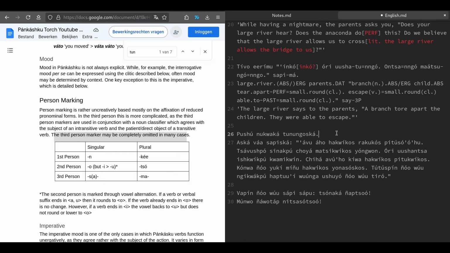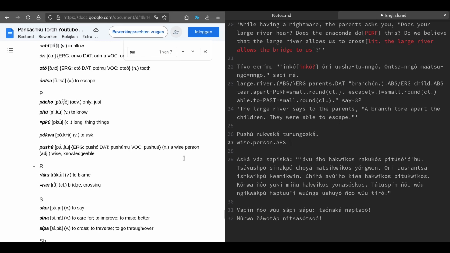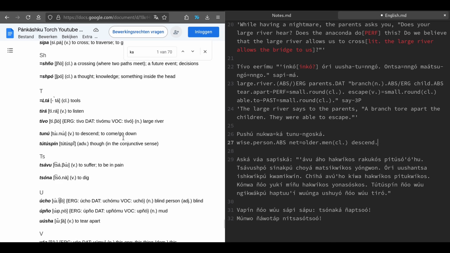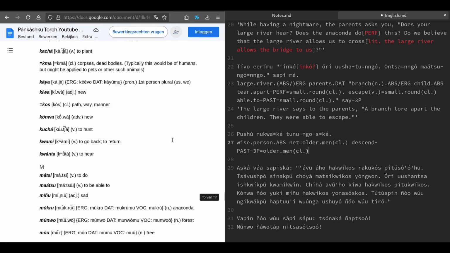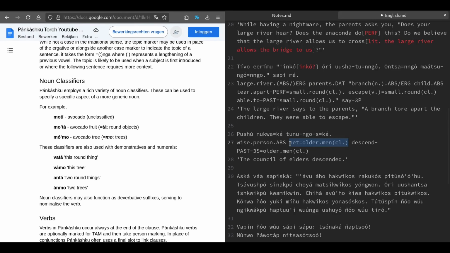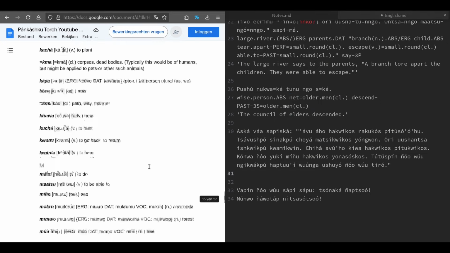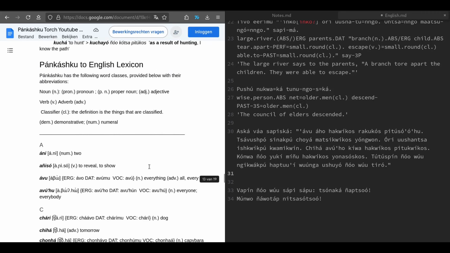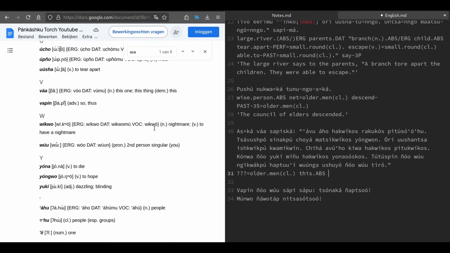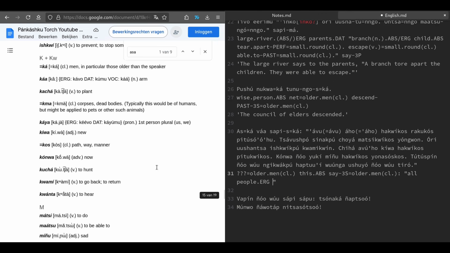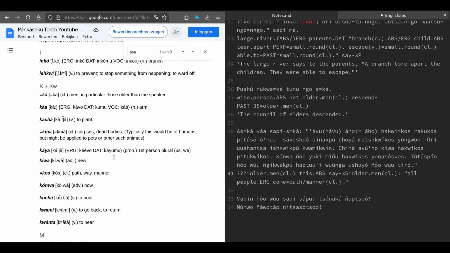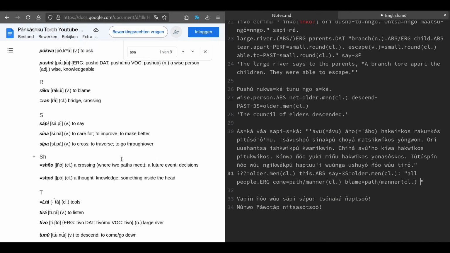Okay, so, bushu nguaka dunu. Ngoska. I'm a little bit confused. Okay, so the net relay thing that is older men of wise people. This is my interpretation. I don't know if this is correct, but okay, next sentence. Aska wa sapiska awu aquikos ragukos pituso ohu.